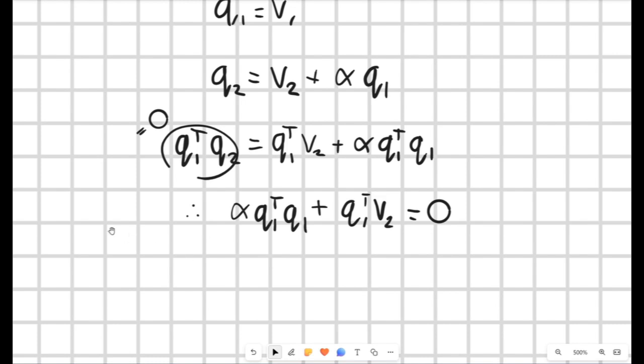And so that tells us that if we want q2 to be orthogonal to q1, that is, we want to choose q2 so that it's orthogonal to q1, then we should set alpha equal to minus q1 transposed v2 divided by q1 transposed q1. So just rearranging this.